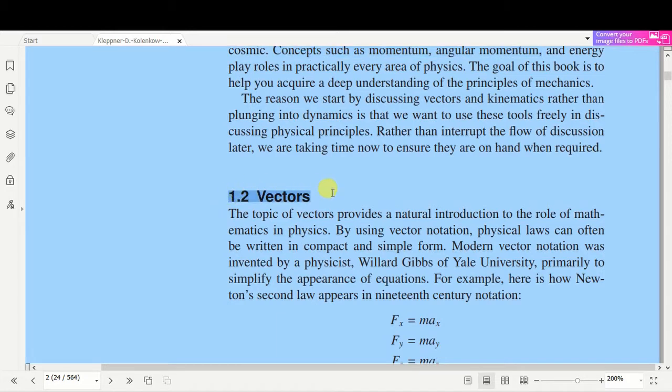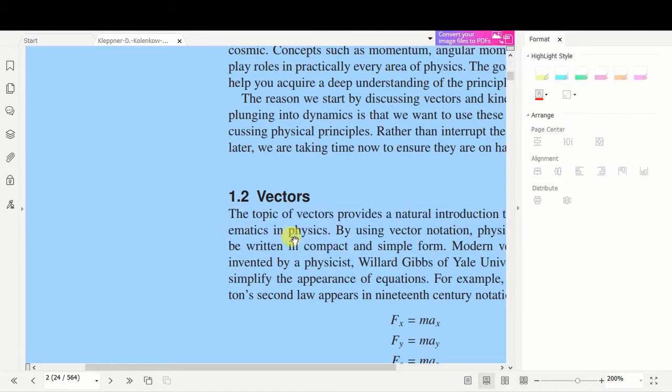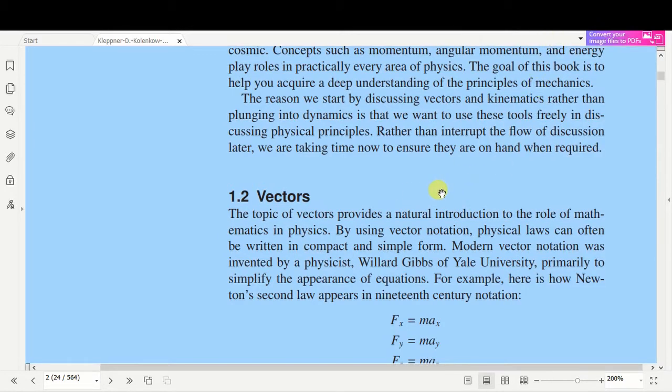another section, that is 1.2, what is a vector. The topic of vectors provides a natural introduction to the role of mathematics in physics. Very good, because we already know, even from 9th standard, that vectors come in, and we write force and displacement as vectors, which means vectors and mathematics have a deep relationship.